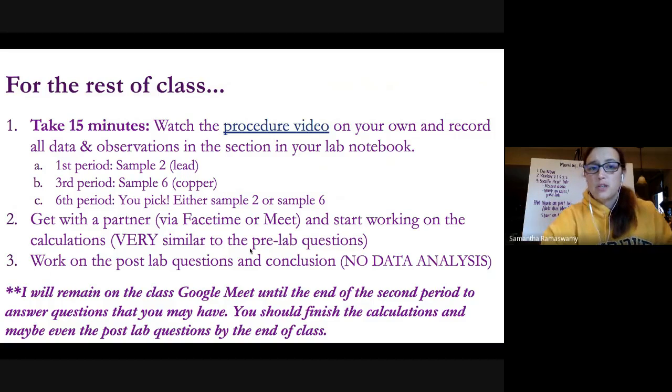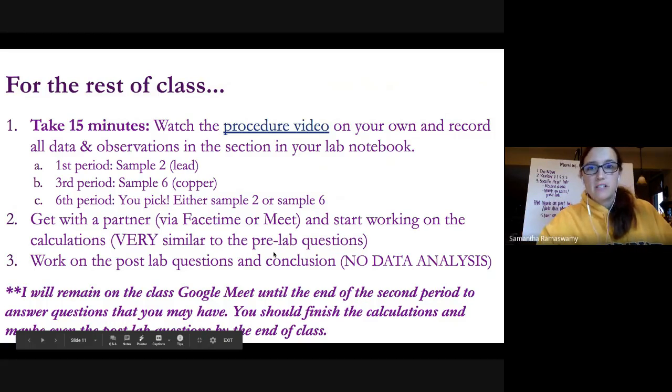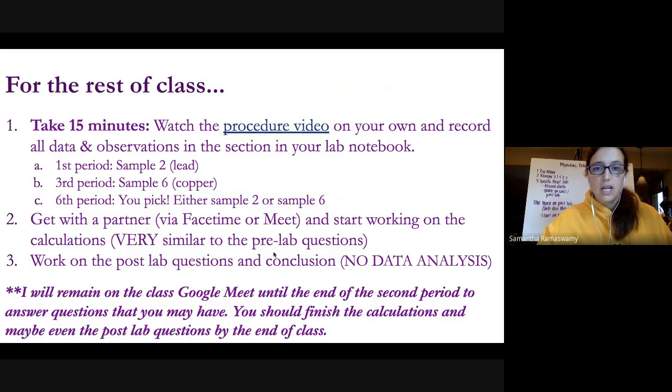After you watch the procedure video, you can get with a partner. It doesn't have to be your virtual partner that I picked for you. You can pick anybody that's in your class, whether they're green, gold, doesn't matter. So you can get with them via FaceTime or Google Meet or Google Hangout and start working on the calculations. The calculations are very similar to the pre-lab questions. I do have a video that goes through the pre-lab questions as well. I'll put that in the chat. So I'll put all the links to help you out in the chat.